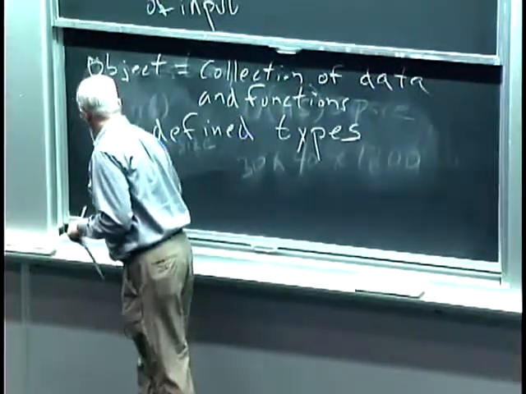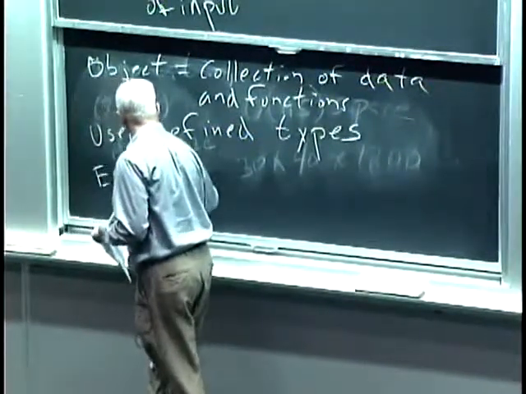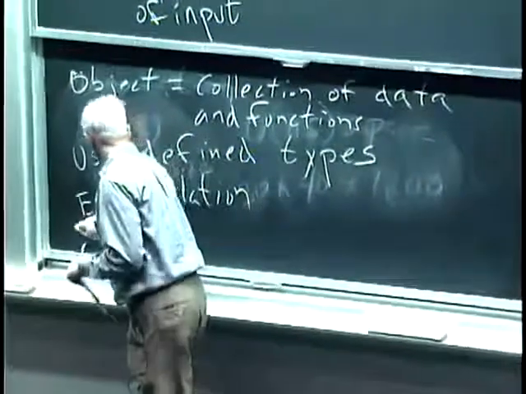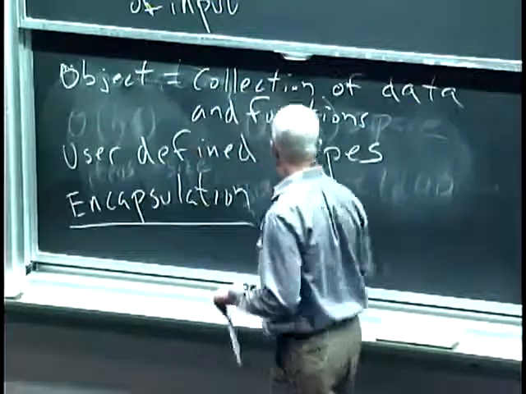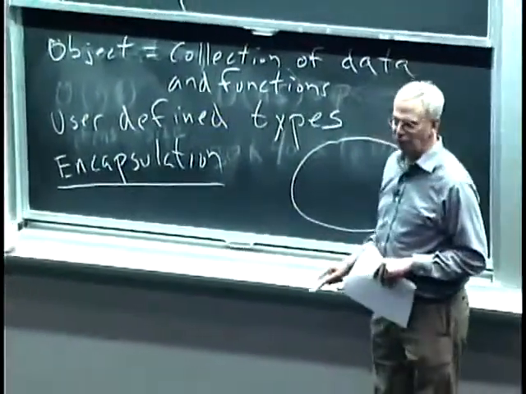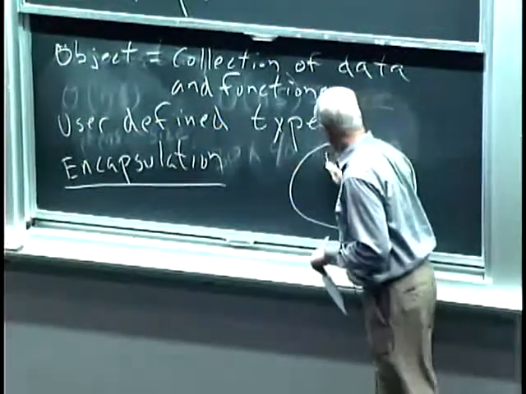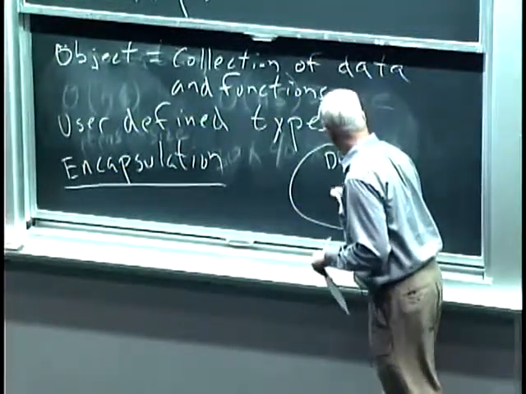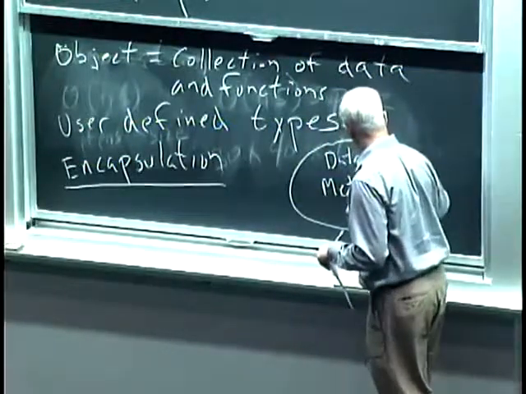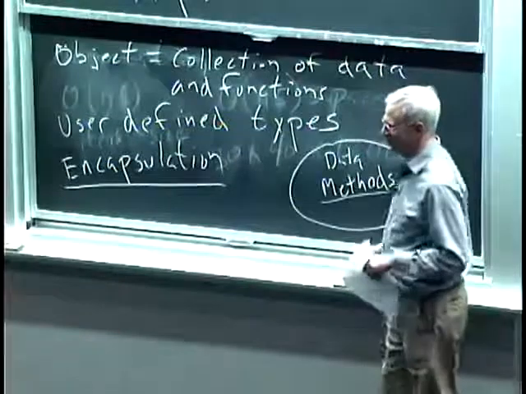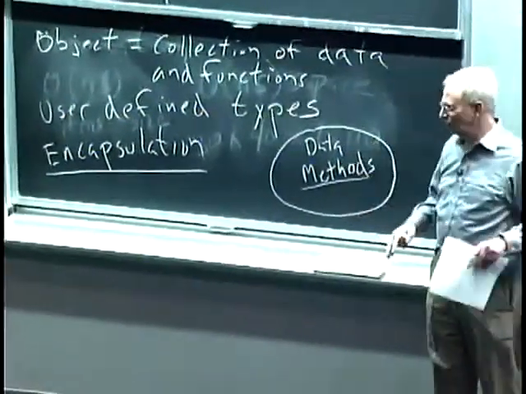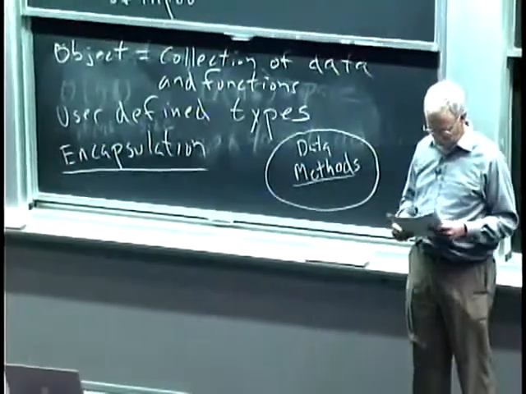And the word that's often used for that is encapsulation. Think of it as we've got a capsule, like a pill or something. And in that capsule, we've got data and a bunch of functions, which, as we'll see, are called methods. Don't worry, it doesn't matter that they're called methods. It's a historical artifact.